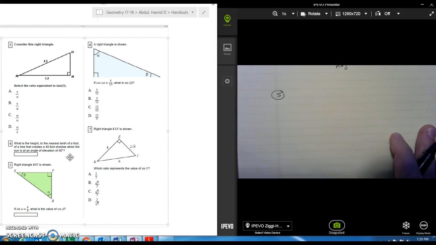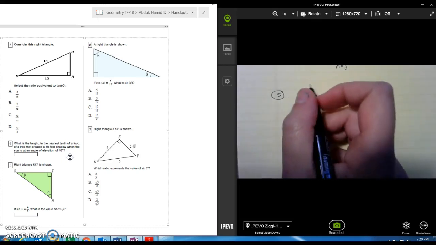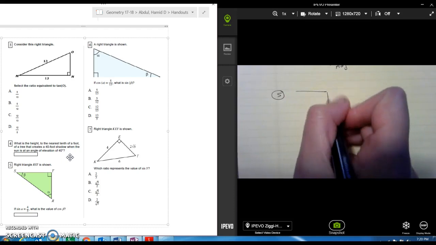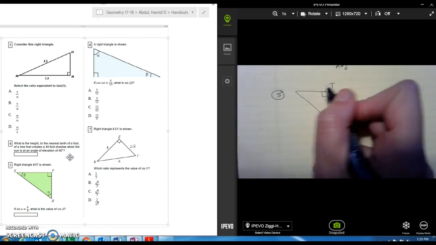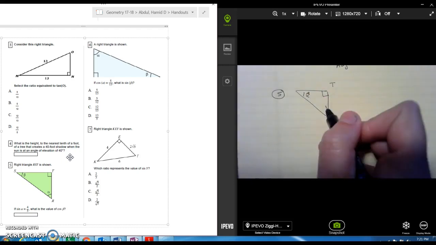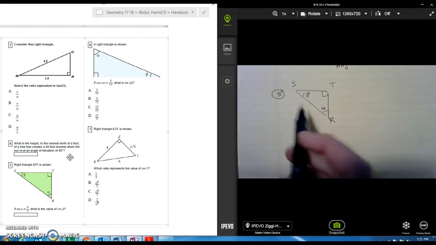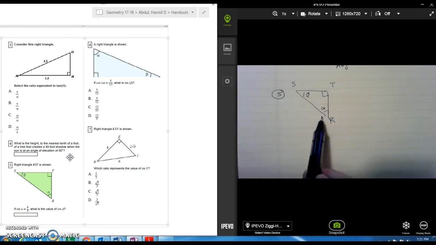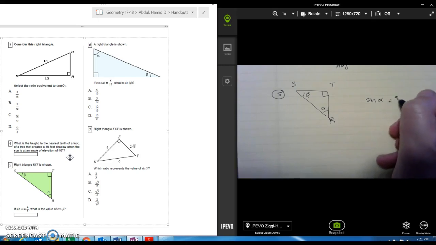Number 5. Right triangle RST is shown. If sine of alpha, which is just that fish symbol, is 4/5. So you got this upside down triangle, right? This angle is called beta. This is called alpha. A lot of times we've just referred to this as S and R, but they may give you these. They're just Greek letters. It's just like theta. So they said that sine of alpha is equal to 4/5.